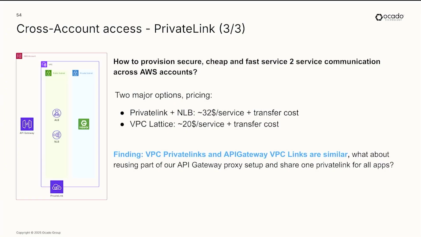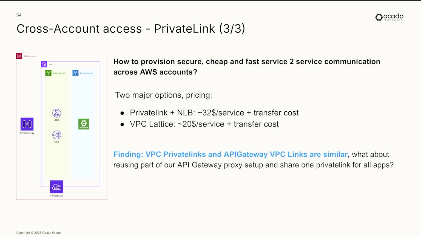So if you're looking at those two, well, the answer seems obvious, right? VPC Lattice is cheaper. Well, not necessarily. If you take a look at this example and compare it with the one that I shared previously, the setup of VPC PrivateLinks and API Gateway VPC links, these are quite similar.